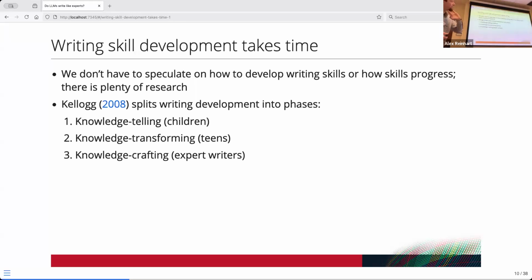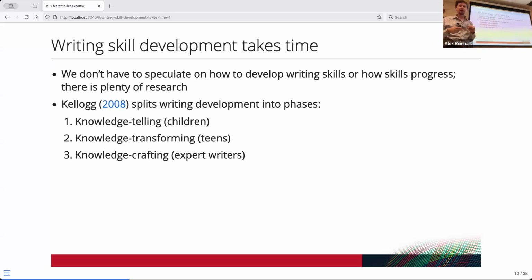So for instance, you can think of writing development in students in sort of three phases. You start off in this knowledge telling phase that's like 6-year-olds. They just say whatever they know. And they don't really think about the communication. They're just saying stuff that they know. And it takes a while to develop that.